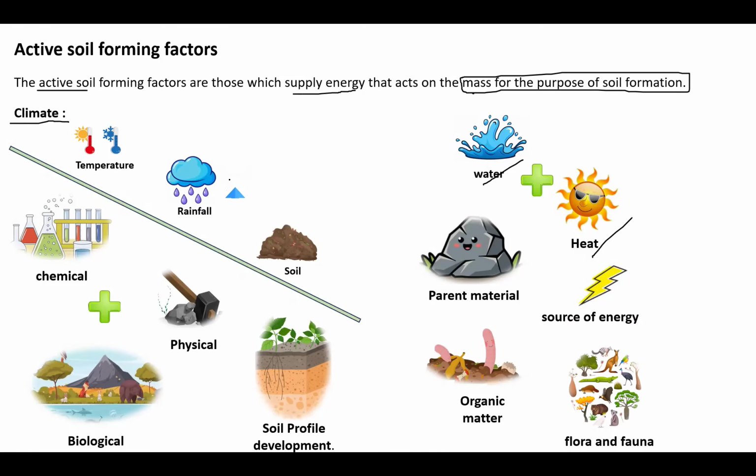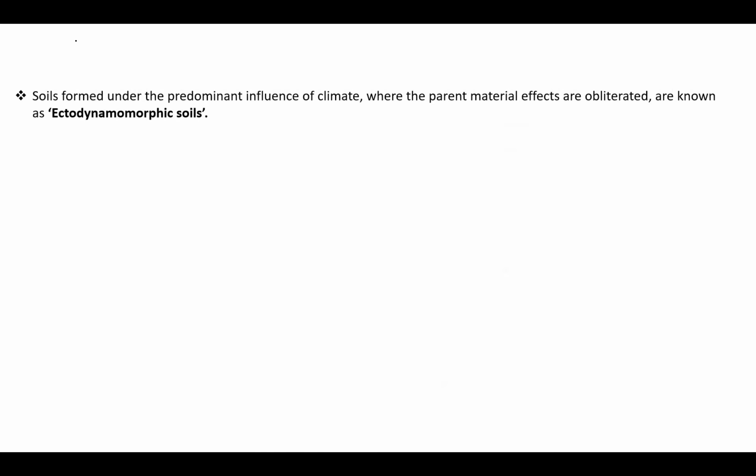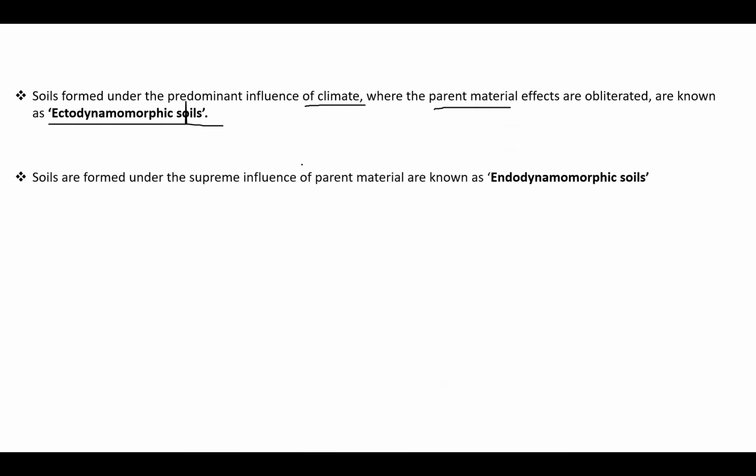Now let us see one more thing. Some soils form under the predominant influence of climate. If there is a predominant influence of climate on the parent material, those soils are known as ectodynamomorphic soils. On the other hand, soil under the supreme influence of parent material is known as endodynamomorphic.